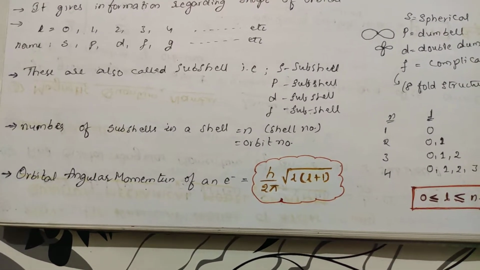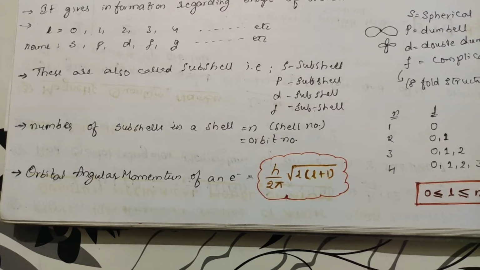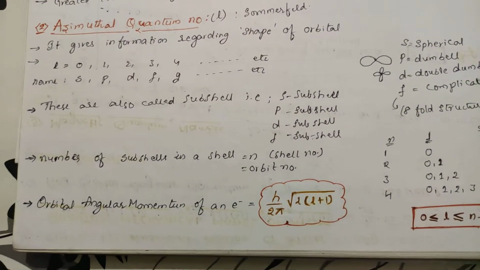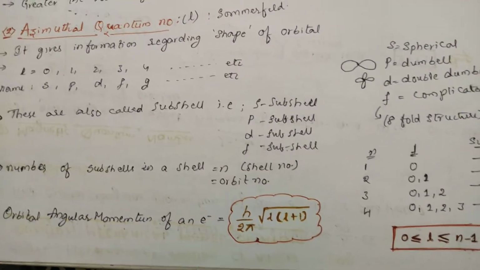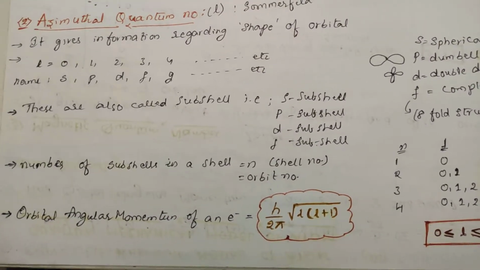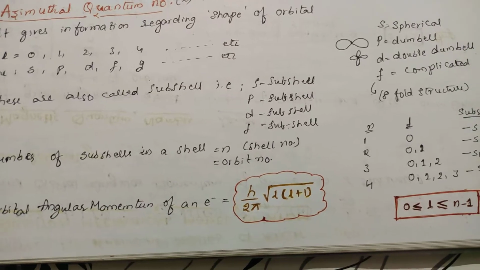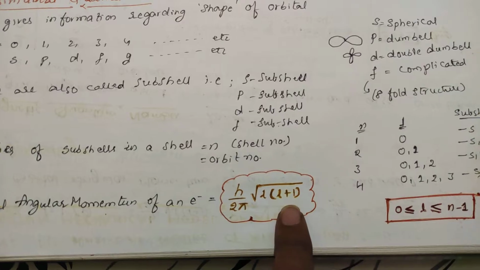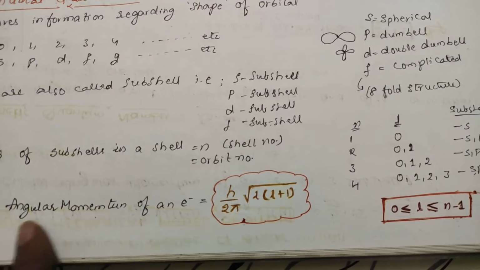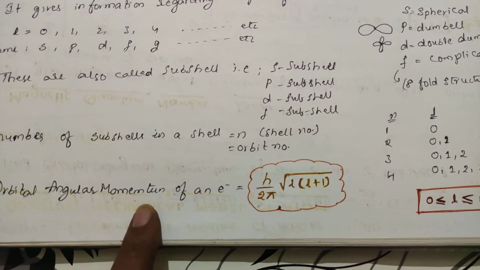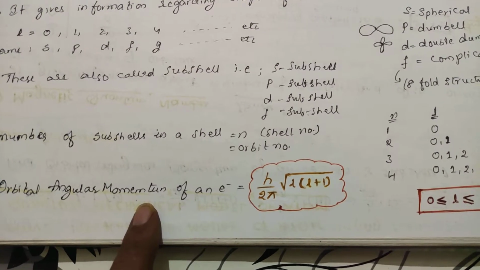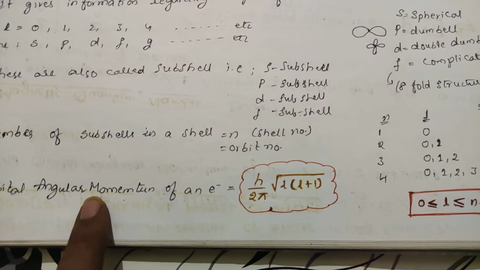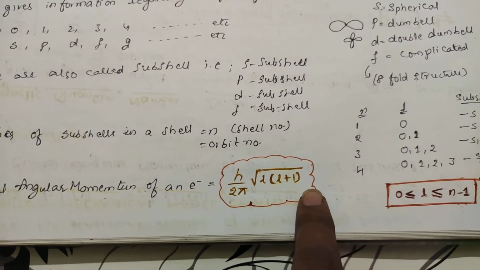If n value is equal to 3, the number of subshells is equal to 3, meaning you will have 3 subshells. Those 3 are s, p, d. The orbital angular momentum of an electron is given by the formula h by 2 pi root of L into L plus 1. Already you have learned Bohr angular momentum, and here he is asking the orbital angular momentum, which is h by 2 pi root of L into L plus 1.